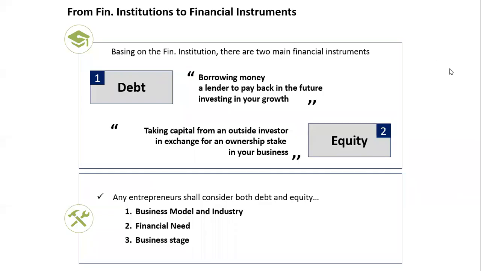Yeah, so as I said, debt is like borrowing money from a lender and paying back in the future, while equity is taking capital from an outside investor in exchange for ownership or a stake in your business. In order to make these decisions, you need to assess your business model and industry. I gave you an example: maybe I discover a COVID-19 aversion. That is the health industry. Maybe this product is in high demand, but I don't have the resources.